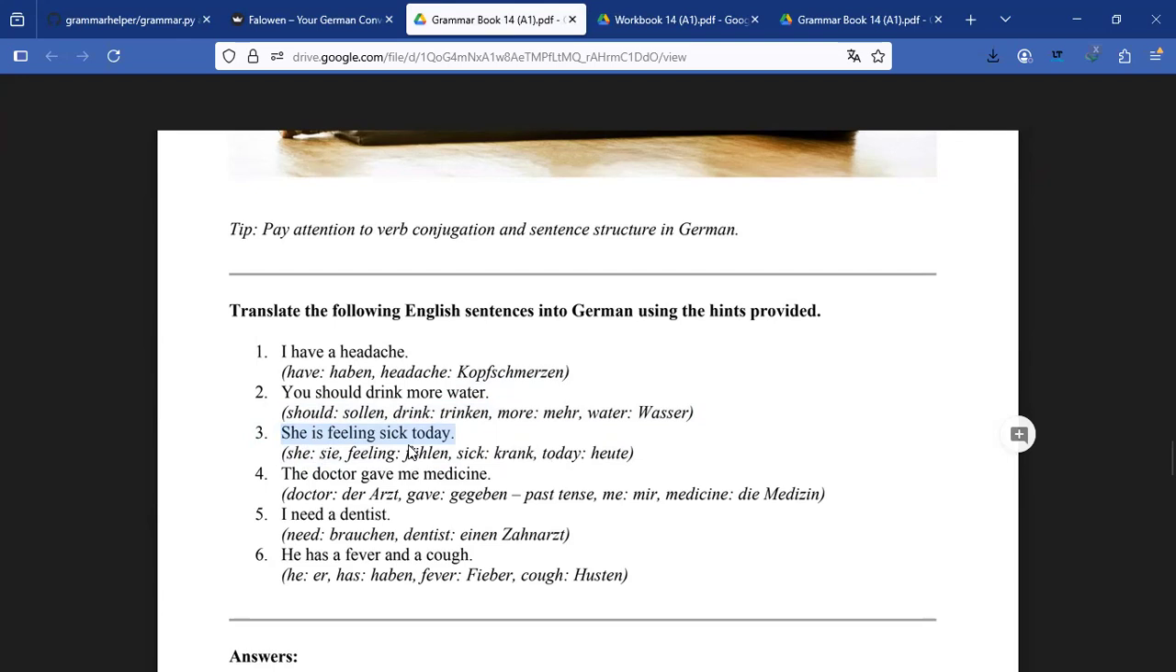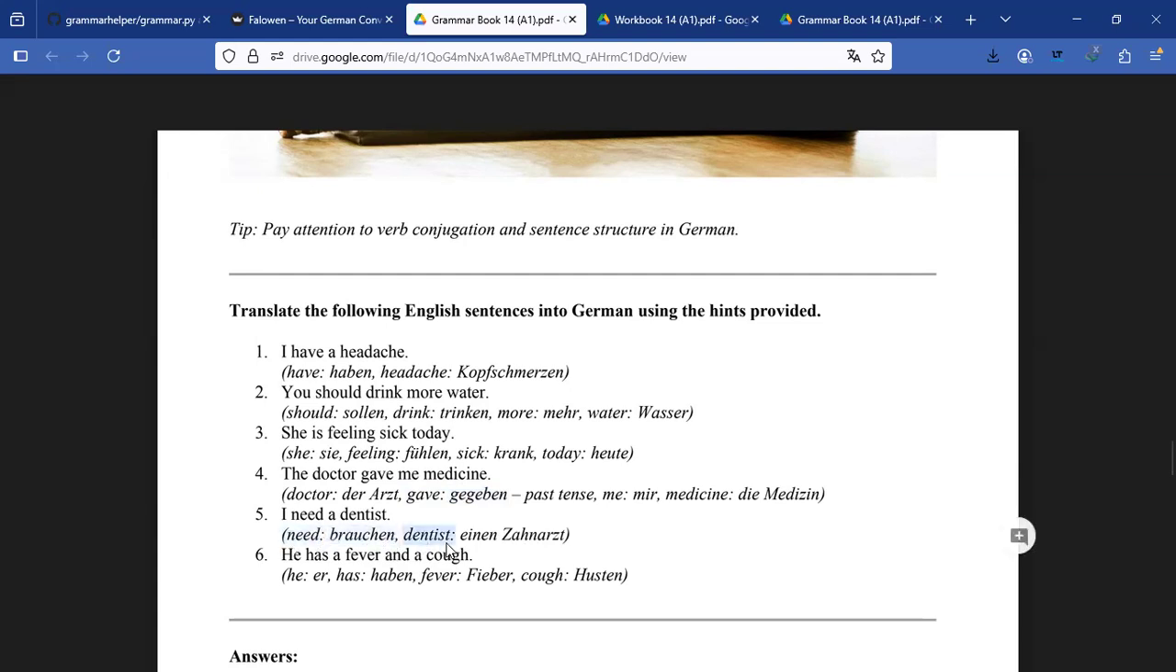The doctor gave me medicine. The past tense. Yesterday, we did the past tense. I told you that for things that we can control and not in direction, we are going to use haben. Things that we cannot control, we are going to use sein. So you have to apply that knowledge here. You have the conjugated verb already here, the past tense already. So you just put your words together.